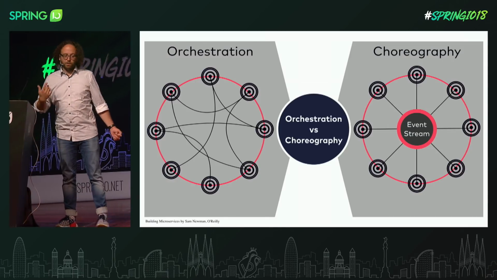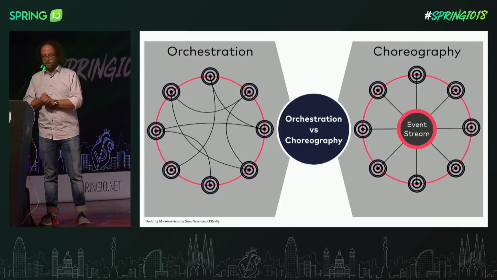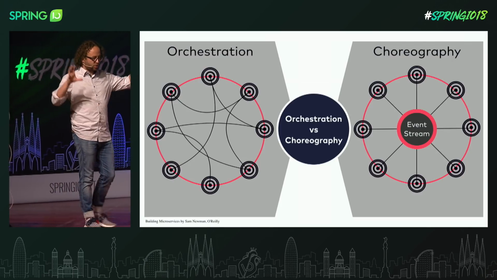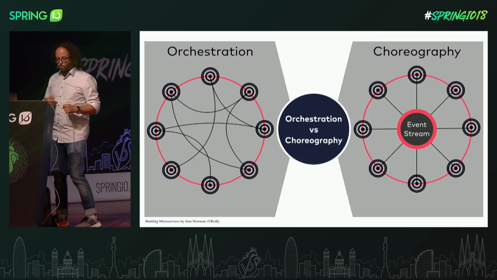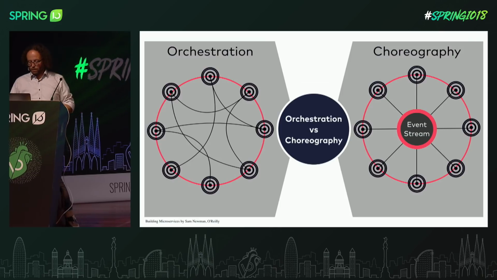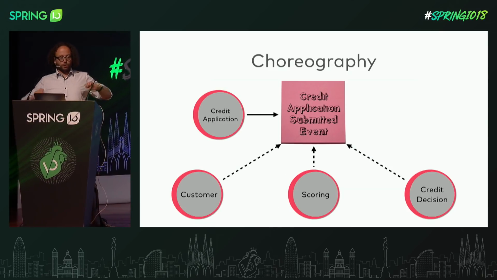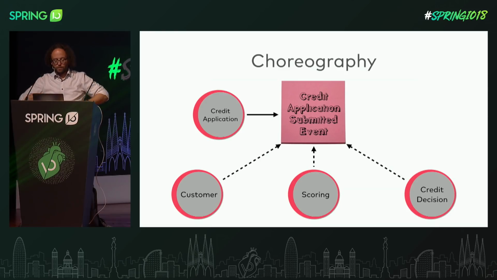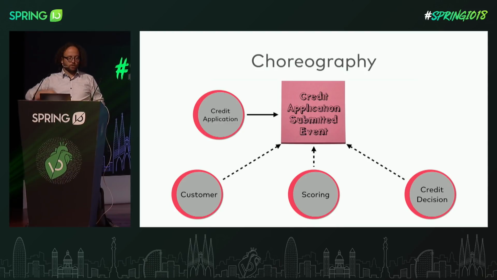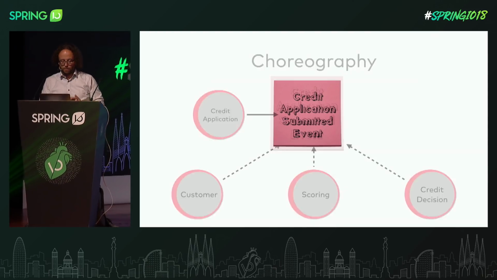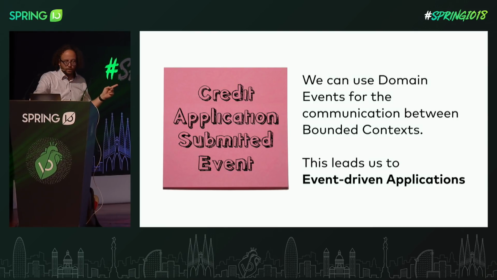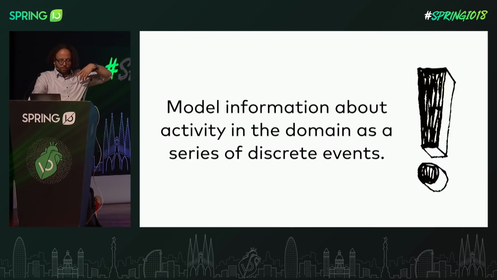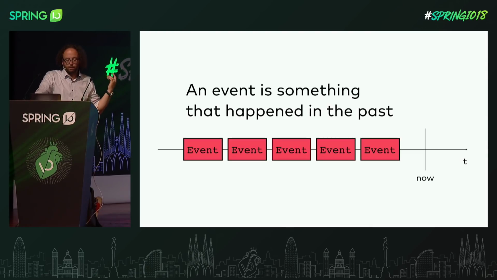But the DDD community nowadays is all about events. I mean, domain events are the hot stuff right now in the DDD community, and everybody talks about event sourcing, event storming, event-driven architectures, and choreography just turns around the call flow a little bit. So the credit application submits a credit application submitted event, and for instance, the scoring component reacts on that event. So basically, those event-driven applications are an interesting idea. And with that approach, you model your activity as a flow of discrete events.